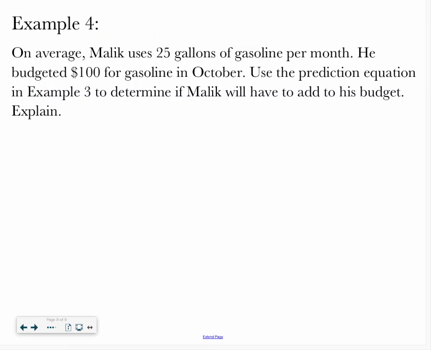Let's go ahead and look at our last example. Example 4. On average, Malik uses 25 gallons of gasoline per month. He budgeted $100 for gasoline in October. Use the prediction equation in example 3. So our equation, just remember, was y equals 0.22x plus 1.88. Use this equation to determine if Malik will have to add to his budget and explain. So we want to know if in October $100 is going to be enough.